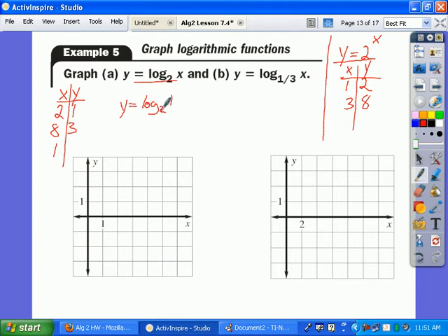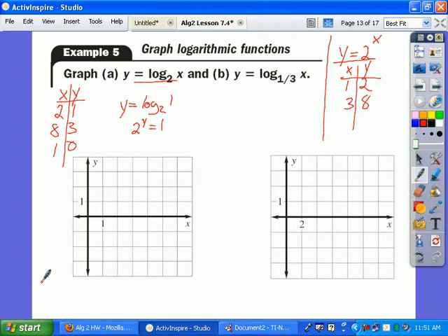So making the xy table is going to be a little bit difficult. But if you understand how the inverse function works really well, maybe you rely on this knowledge to help you. If this takes 3 to 8, then the inverse function must take 8 and bring it back to 3.